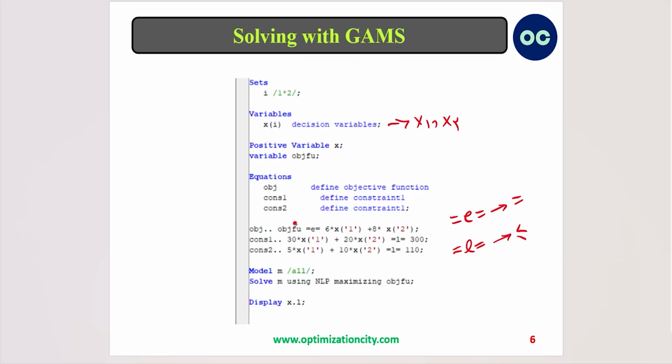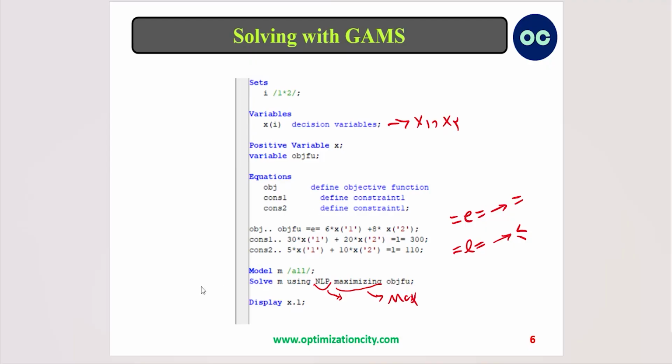We solve the model using the NLP solver. LP is a special case of NLP, so we can use this solver, in the format of maximization, because we have max in the objective function. To maximize the obj fu, this is the objective function. To display the optimal solution, we use this format, display x.l. It means the level of x1 and x2.